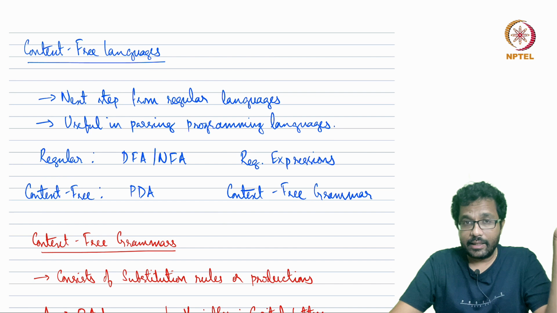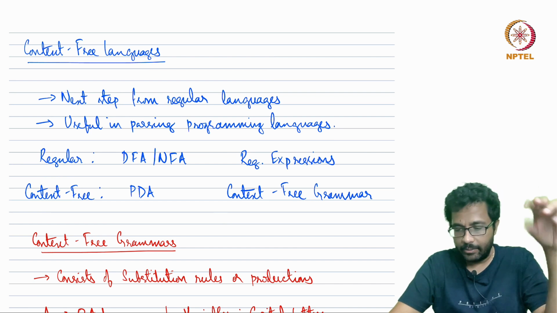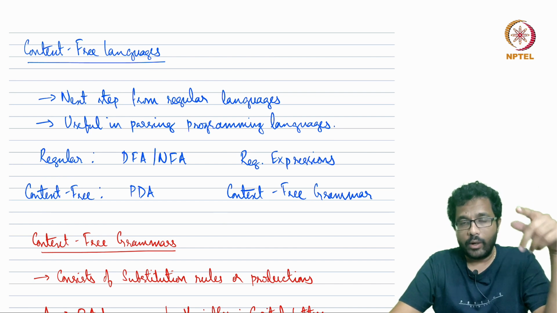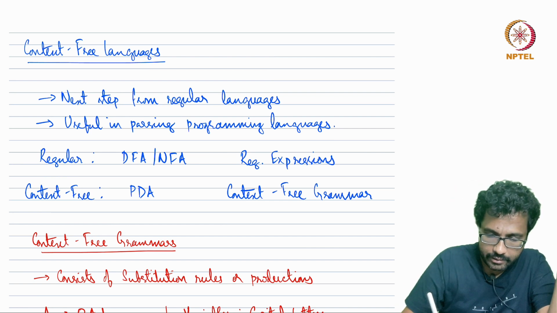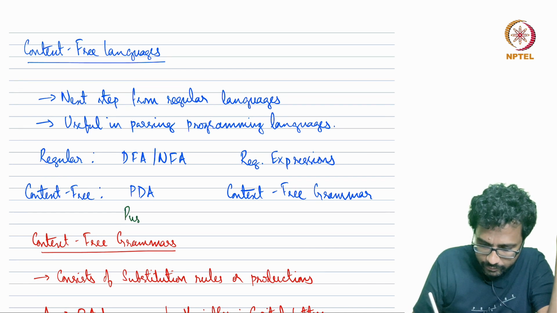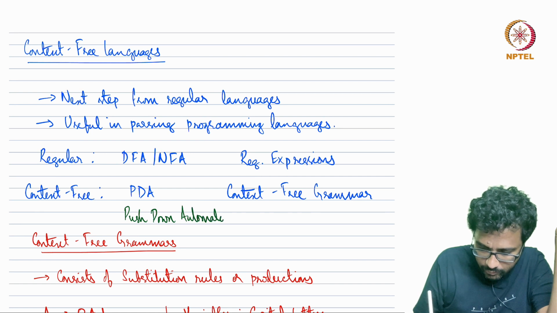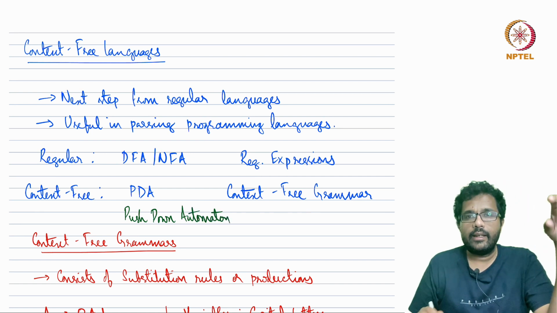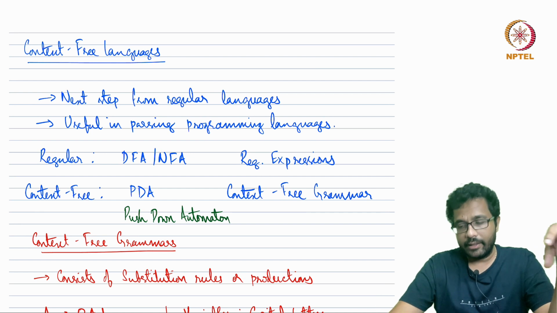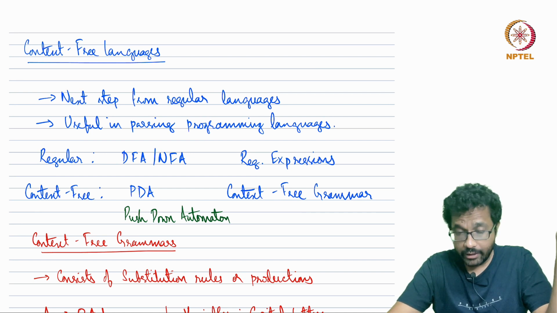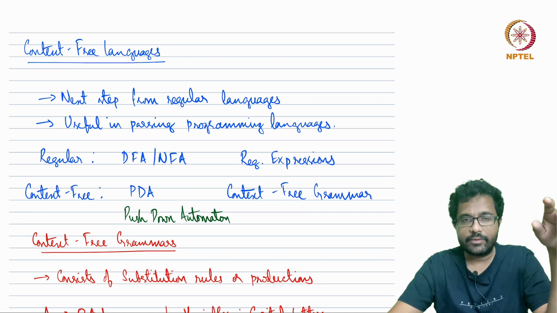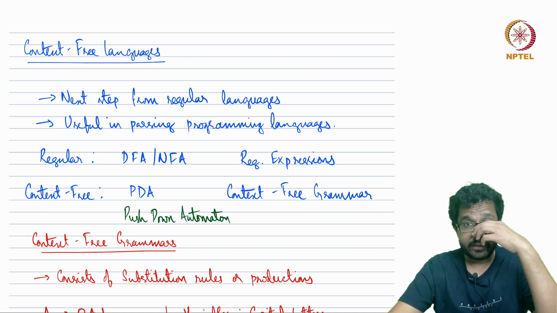Similarly, in the case of context-free languages, we will see a similar situation. We will have one machine-based model, which is called a PDA, which stands for pushdown automaton, and we will see something like regular expressions called context-free grammar. So it is a grammar-based representation. In regular languages we had 2 machine-based representations, whereas in context-free languages we will only see one, called the pushdown automaton.